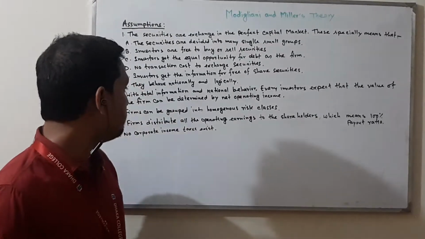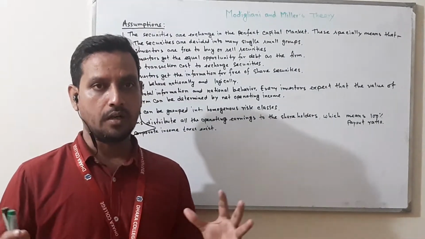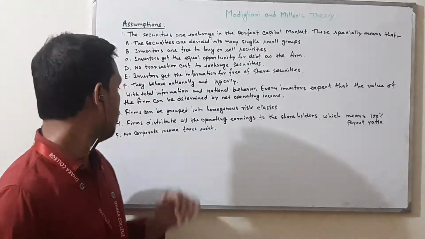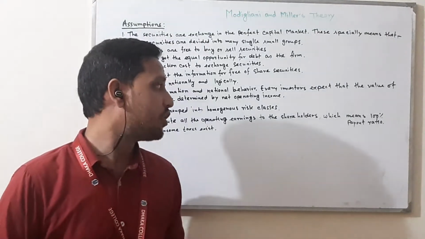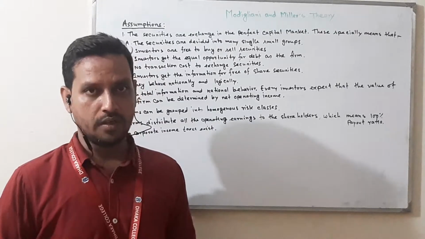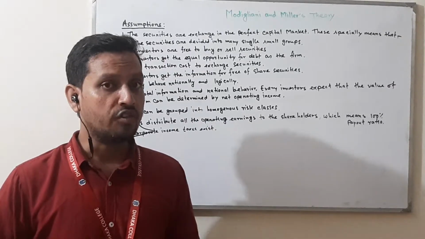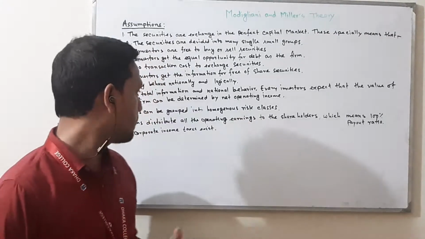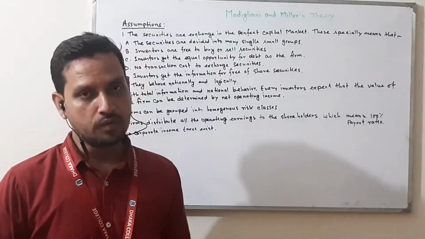Then third, firms can be grouped into homogeneous risk classes. I mean all of the firms are categorized by their risk level. Then fourth, firms distribute all of the operating earnings to the shareholders, which means a 100% payout ratio. At this moment there are no retained earnings, no reserve earnings. All of the earnings are distributed among the shareholders. Then the fifth and last one is that no corporate income taxes exist. Here there is no corporate tax.